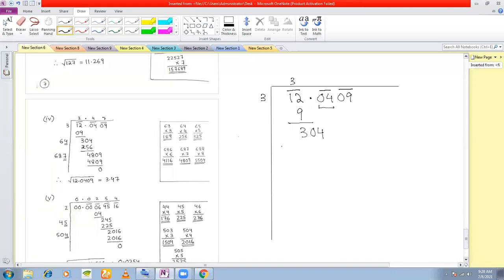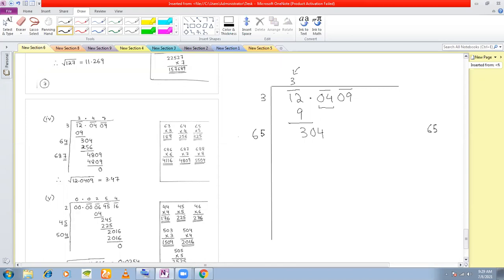Then you bring down this pair now, 04. You double this 3 and get 6. Now we need to insert a digit here. What digit should win? 304 is very close to 300. Mentally, if you put a 0 here, this becomes 60. So this becomes 5. So either you put a 5 here, or a 4 here, or a 6 here, right? So we start with 5. Let's put a 5 here.